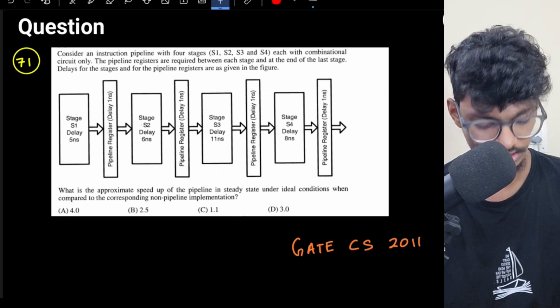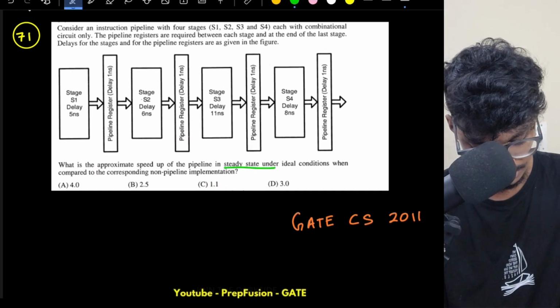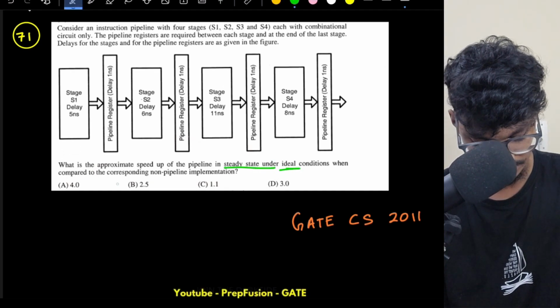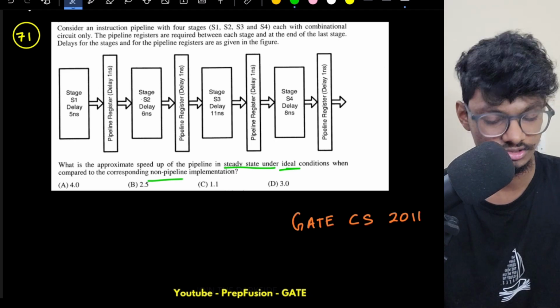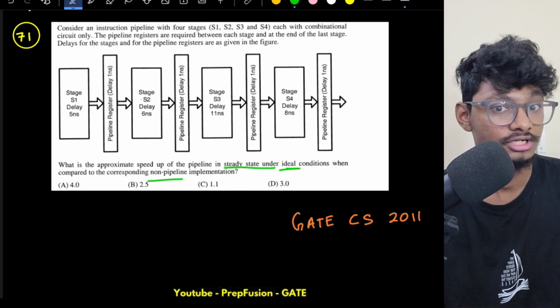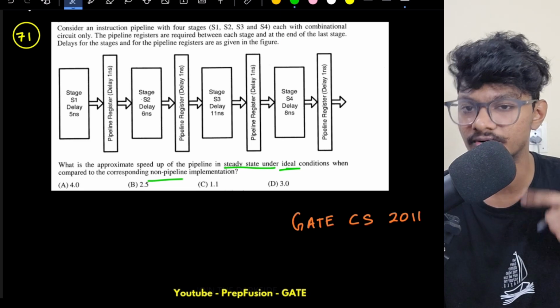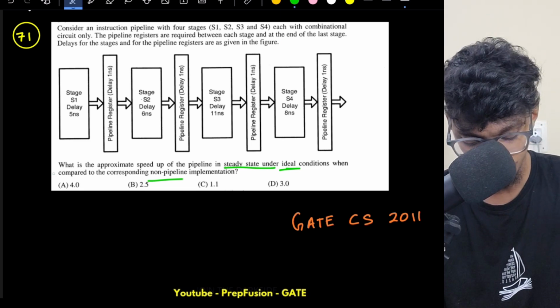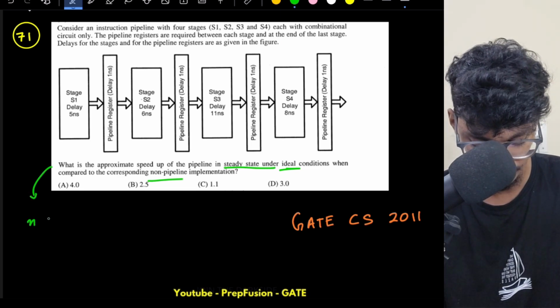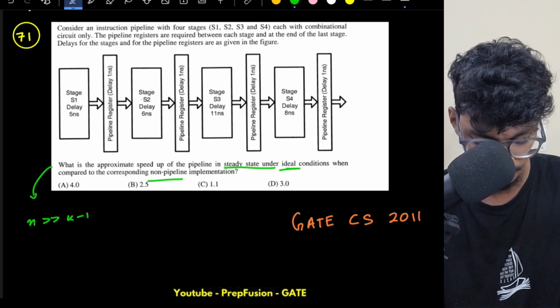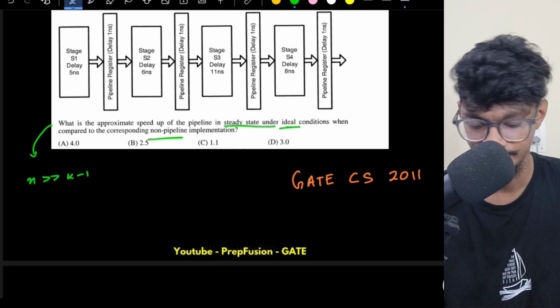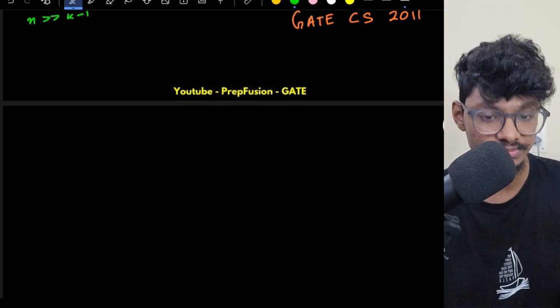Okay, very interesting question. They're asking about steady state under ideal conditions when compared to non-pipeline implementation. Nowhere have they given me the number of instructions or number of tasks. So what will I assume? Obviously they are telling me ideal, so my assumption will be n is very much greater than the number of stages or segments. So what does my speed up ratio then become?